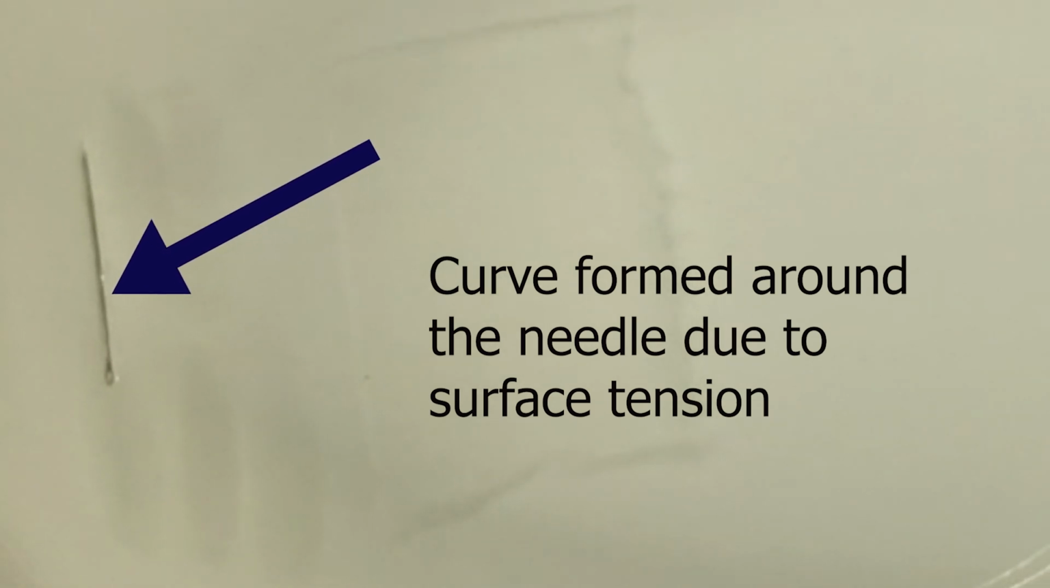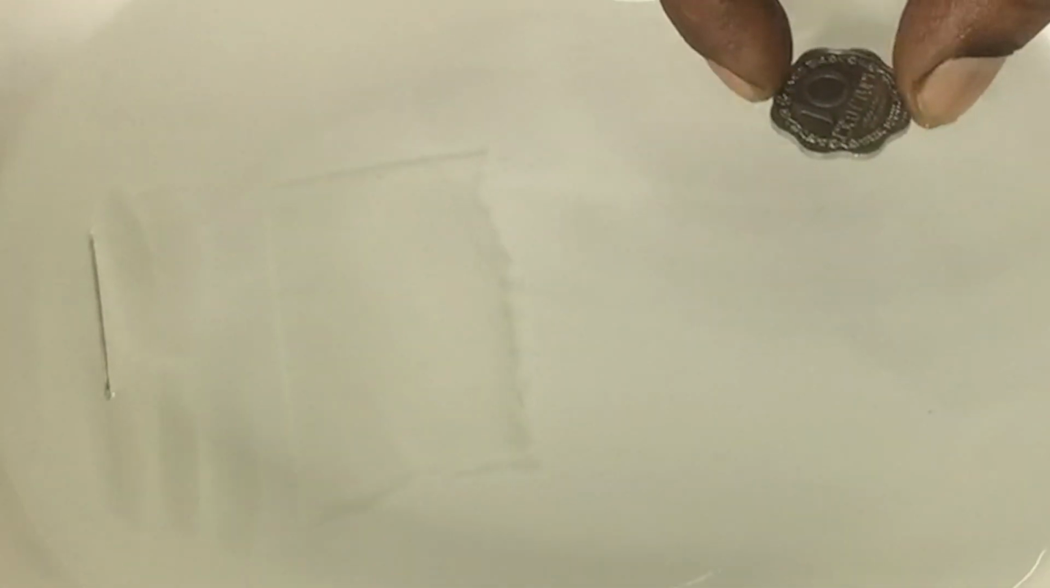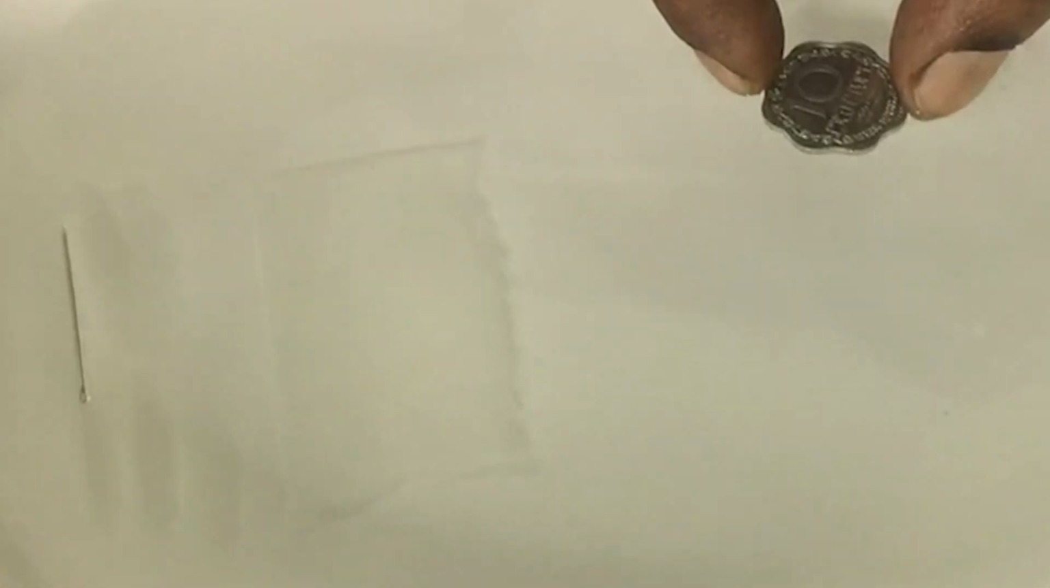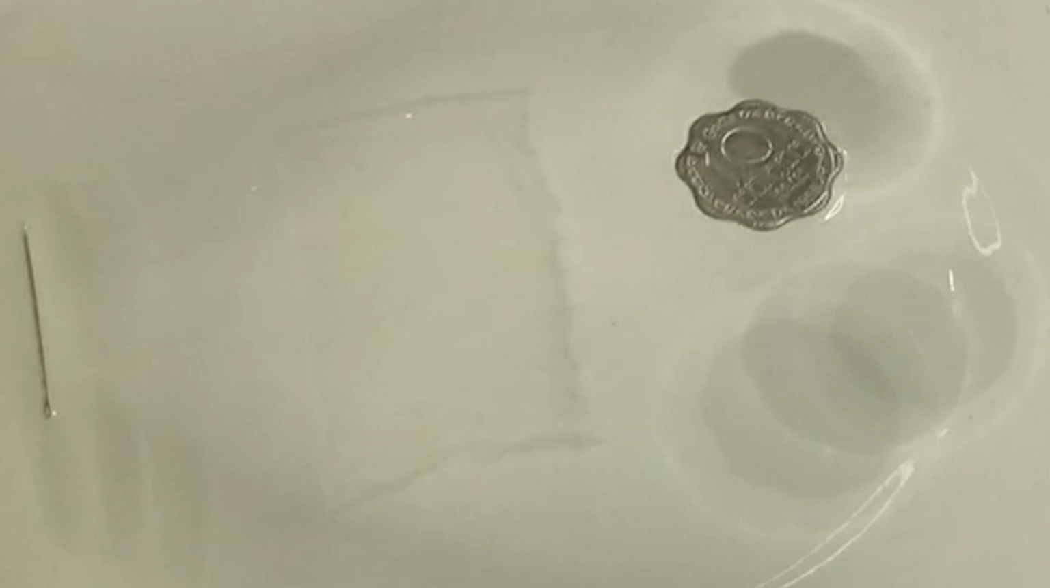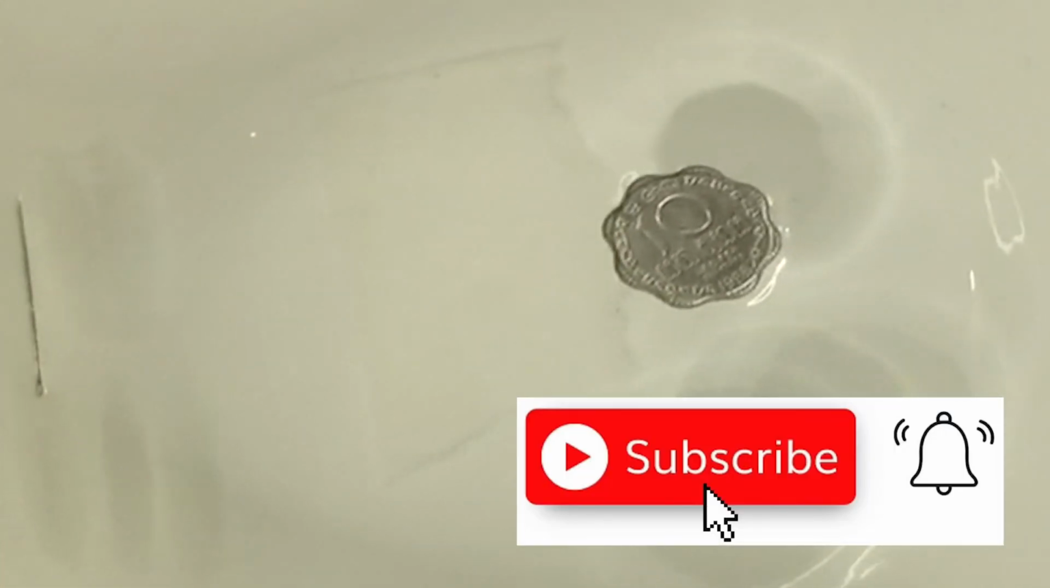You can also try these floating experiments with lighter objects like pens, aluminium coins, etc. I have tried it with an aluminium coin as well. See, both the needle and the aluminium coins are floating. The same concept explains how small insects walk on water.